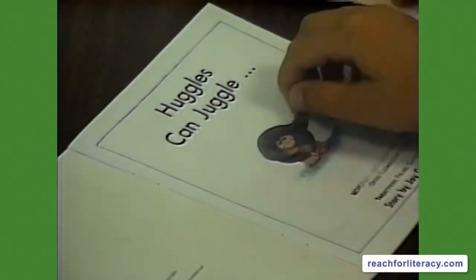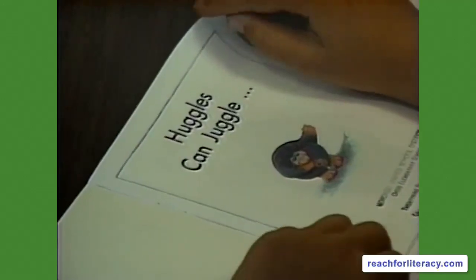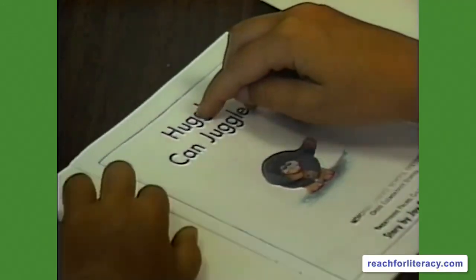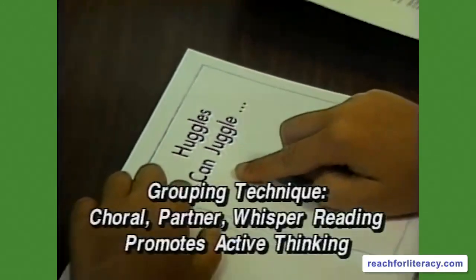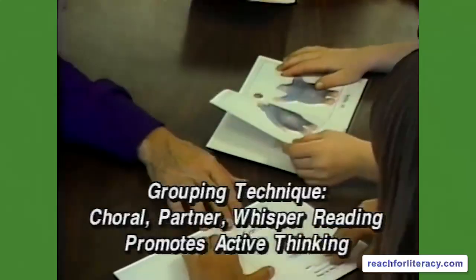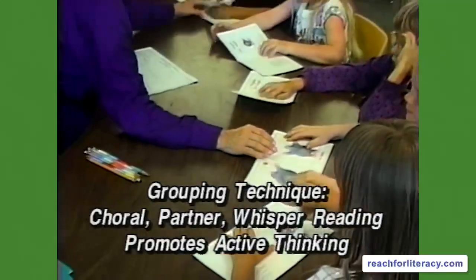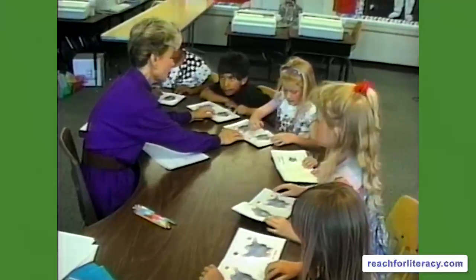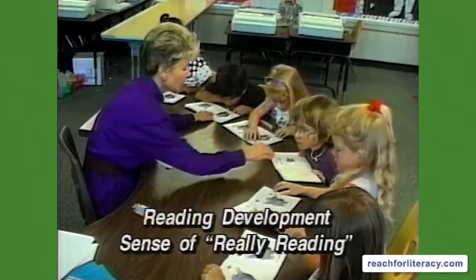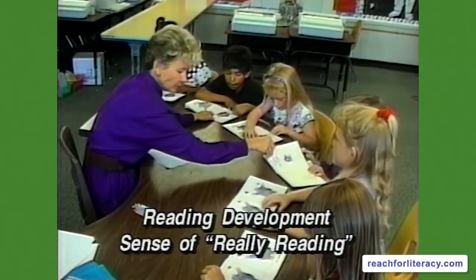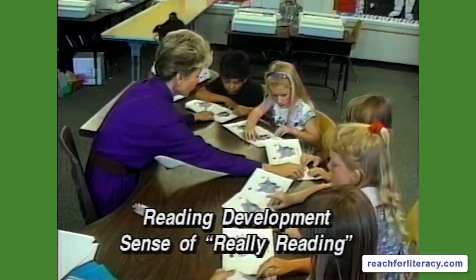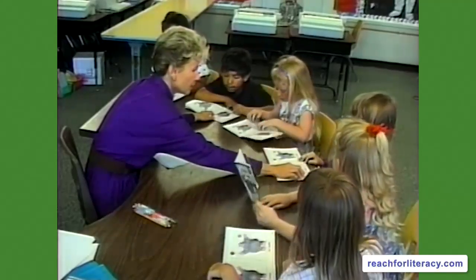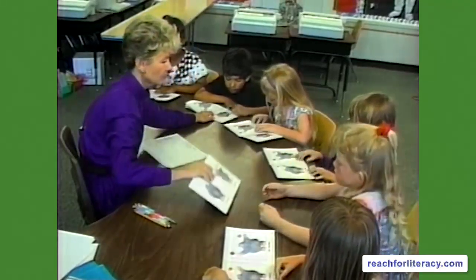Everyone, quickly open it up. Read this to yourself. Whisper read. Huggles can juggle. Did everyone read it? Okay. Now let's see what Huggles can juggle. Remember? What can he juggle? What was the first thing he was juggling? He can juggle an orange.